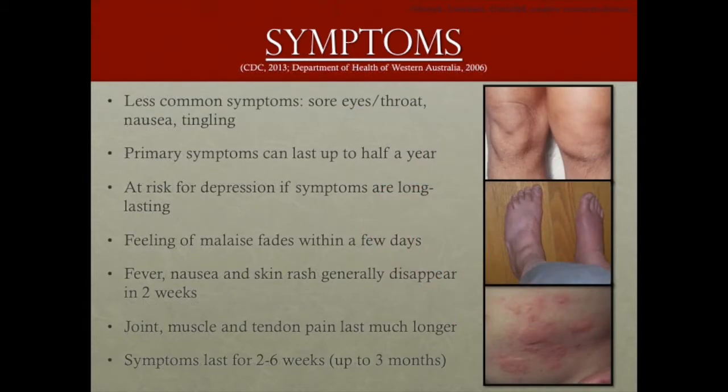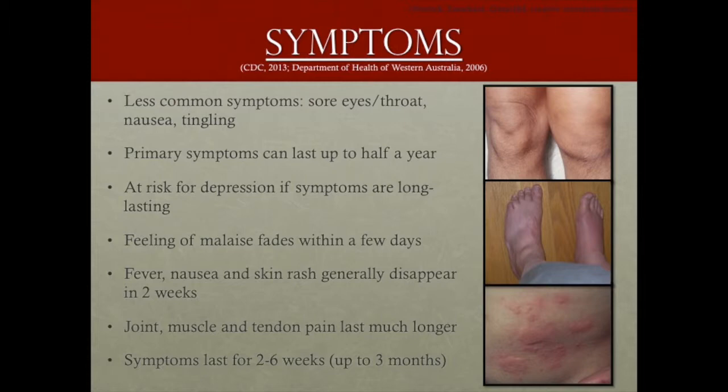Less common symptoms include sore eyes, a sore throat, nausea, and tingling in the palms of the hands and soles of the feet. The primary symptoms previously listed sometimes last for up to half a year or longer in a minority of cases. Those who suffer the disease for a longer period of time are at risk for becoming clinically depressed due to the emotional distress it can cause.